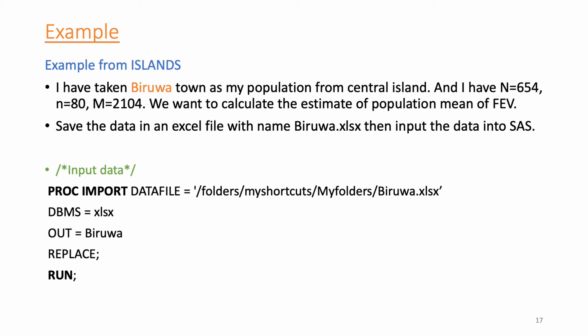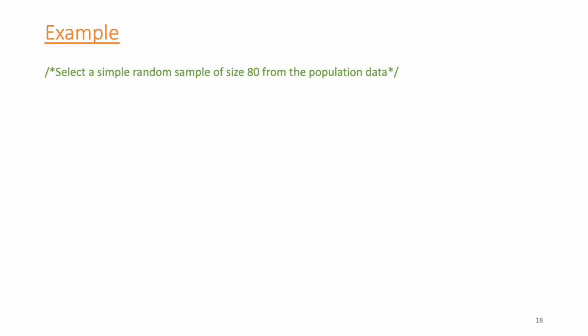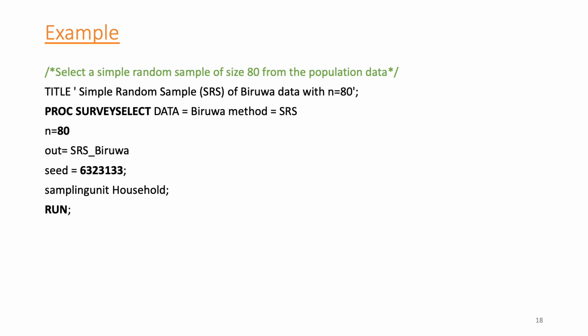And then xlsx, because it is an Excel file, then I need out equals to birua, because birua is the name of my data, and then run. Now in the next step I will randomly select 80 clusters from the population data.